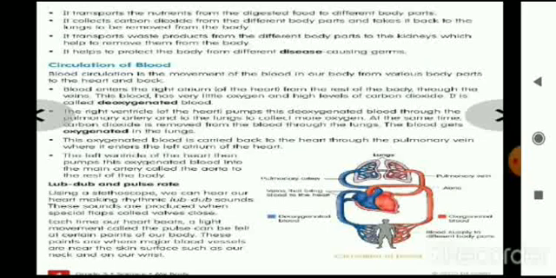Okay, next, this oxygenated blood is carried back to the heart by the pulmonary vein, where it enters the left atrium of the heart. Okay, and after this, the left ventricle of the heart pumps this oxygenated blood into the main artery called the aorta, to the rest of the body. Clear?